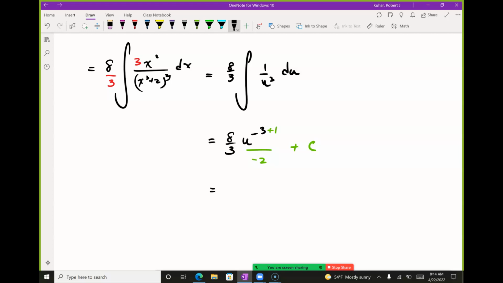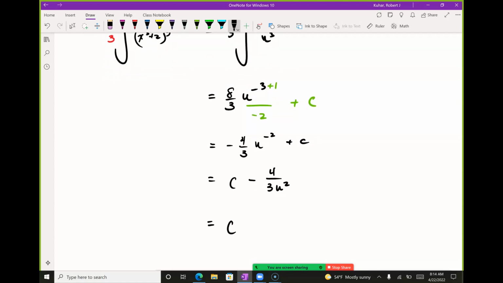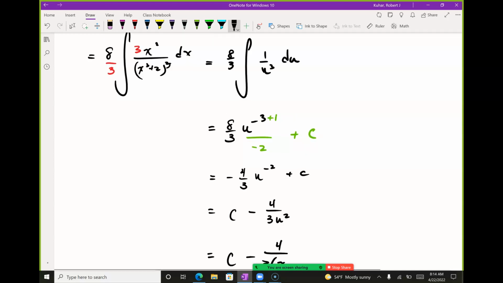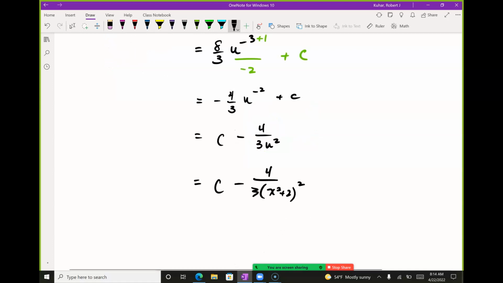It looks like I'm going to get negative 4/3 u to the minus 2 plus c. So I like c minus 4 over 3u squared. And of course u, we know what u is. It's x cubed plus 2. And done.